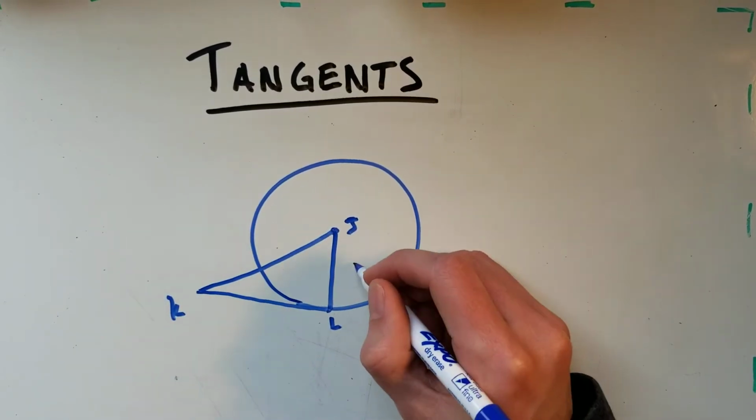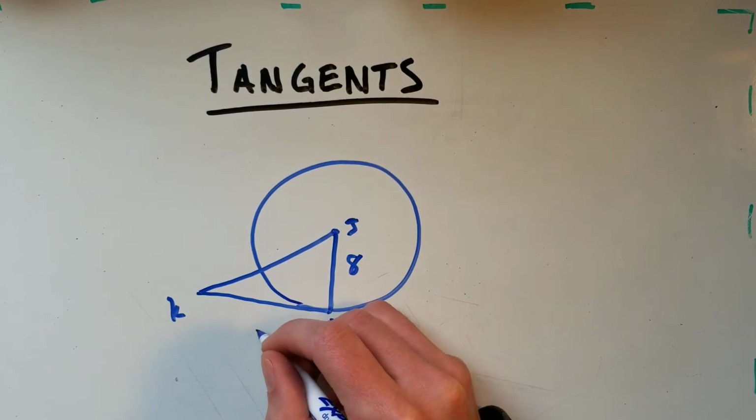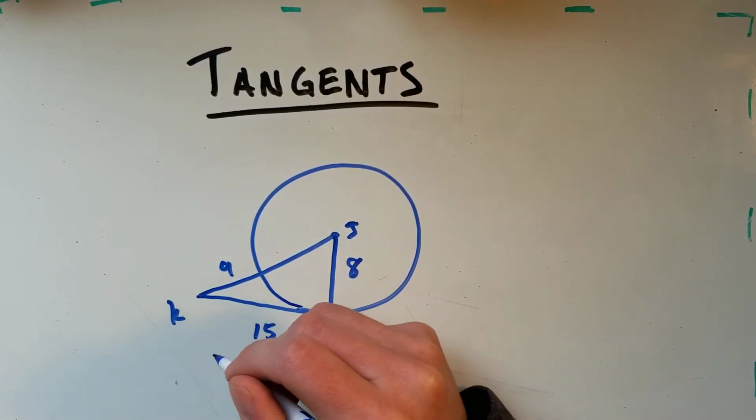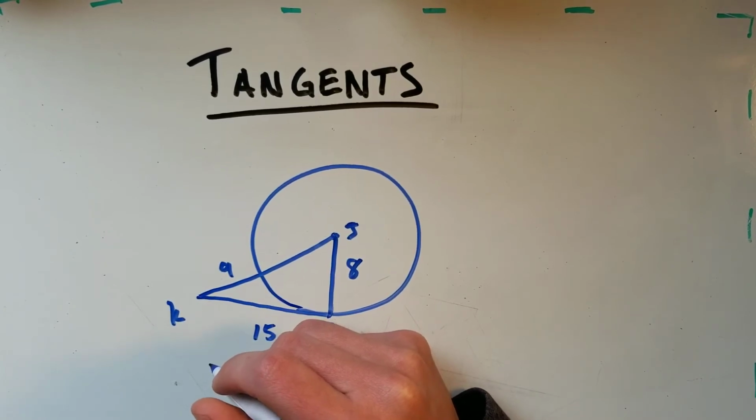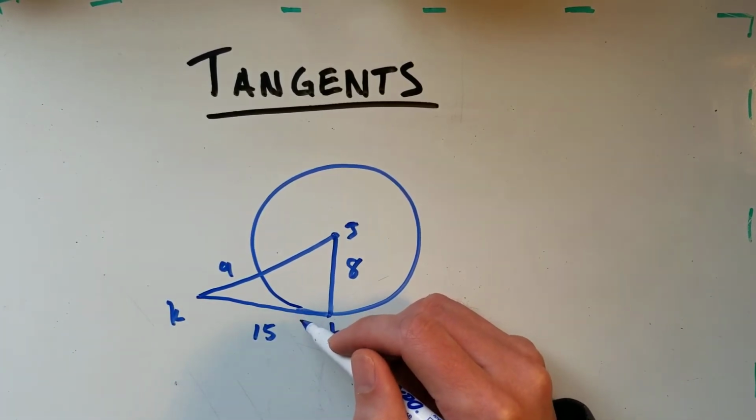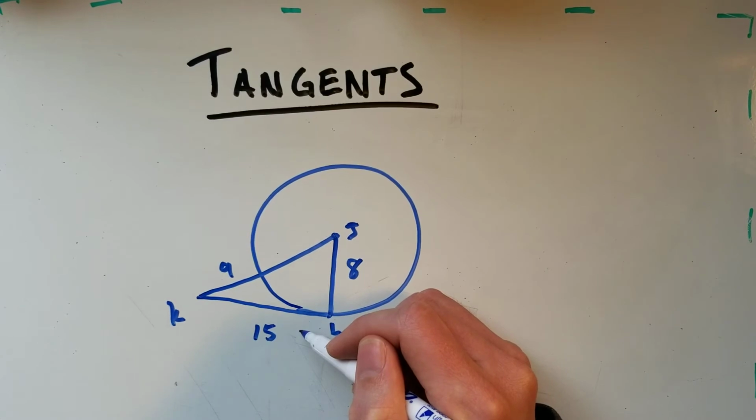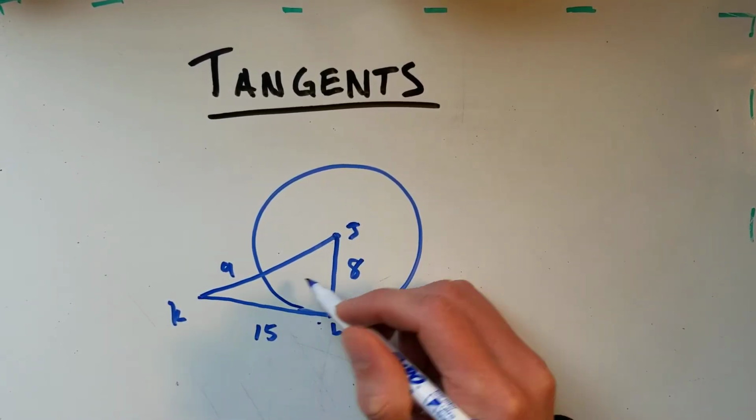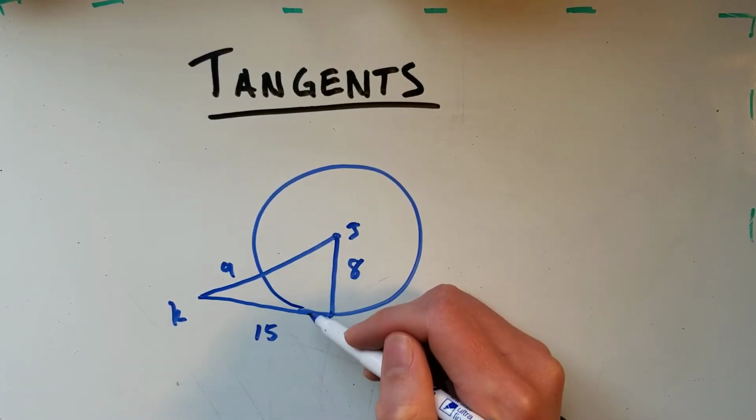And we know some lengths for this. We know this is 8, we know this is 15, and we know this part right here is 9. And we want to check to see if KL is tangent. If it is tangent, then we'll have a right angle here, and it'll make this a nice right triangle.